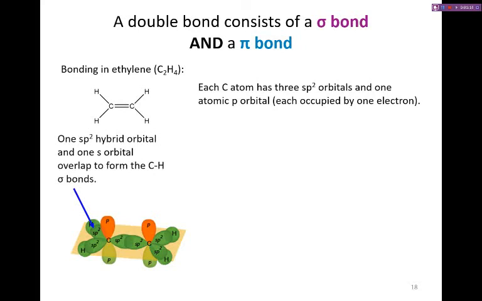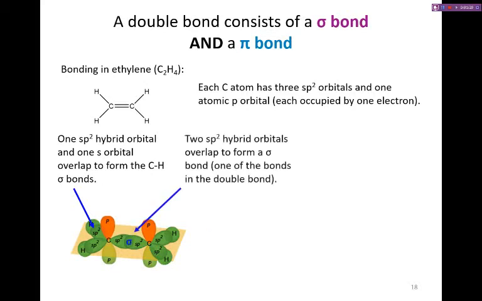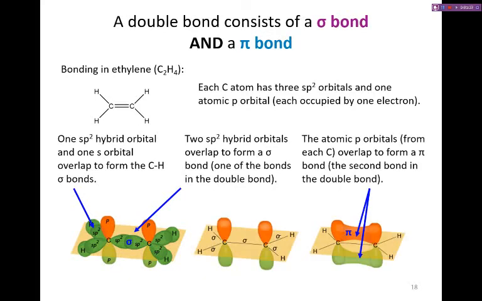We see that one of the sp2 hybrid orbitals overlaps with the s orbital to give the carbon-hydrogen sigma bonds, and 2 sp2 hybrid orbitals overlap, one from each of the carbons, to form the sigma bond between them. Remember, we discussed how sigma bonds result in the head-on overlap of these hybrid orbitals. However, the unhybridized p orbitals will also overlap to form a pi bond, and this is the second bond within a double bond. It's very common for students to mistakenly think that a pi bond is a double bond, but it is rather just the second of the double bonds.